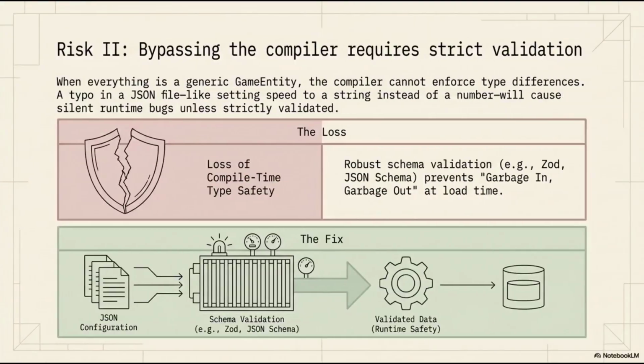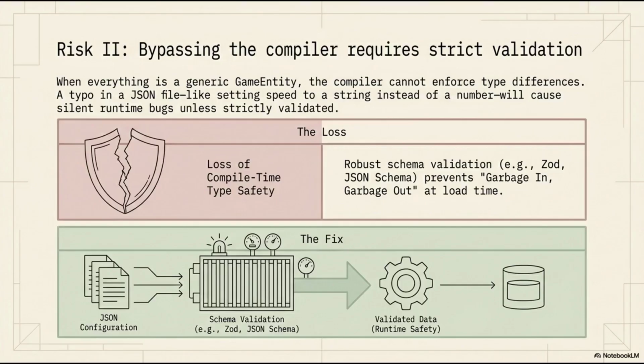Our second risk, bypassing the compiler, unequivocally demands strict validation. When working with generic game entity objects and external JSON configuration, we inherently lose compile time type safety. A seemingly minor typo in a JSON file, such as providing a string where a number is expected for a property like speed, can lead to silent, hard-to-diagnose runtime bugs. The broken shield visually represents this critical loss of compile time type safety.